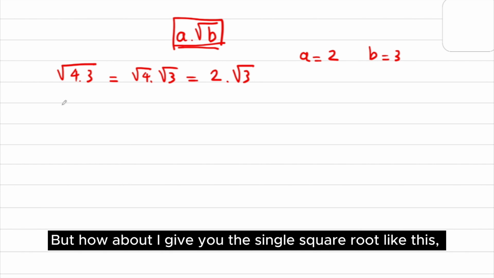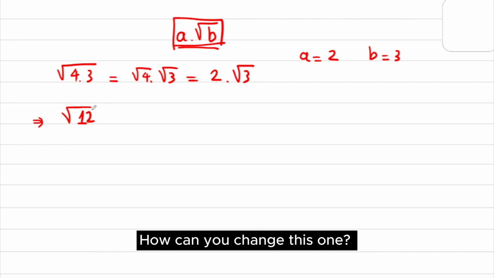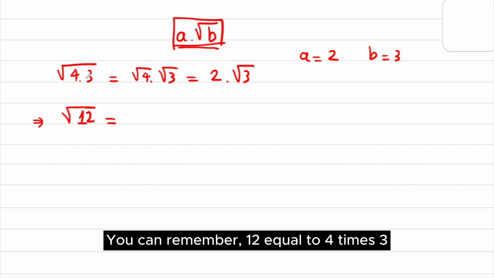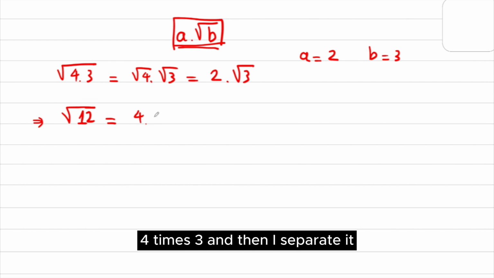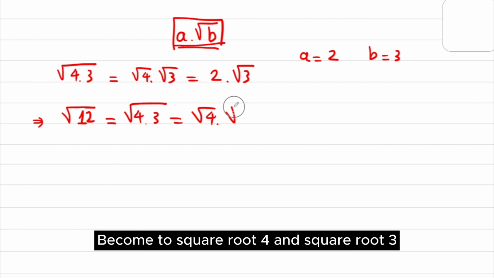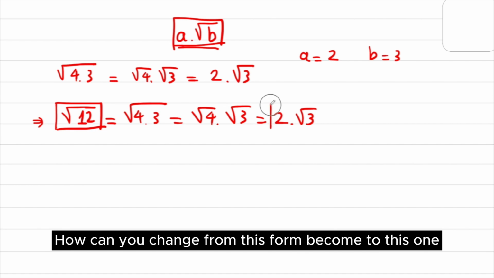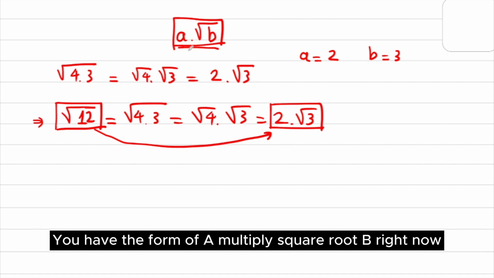So how about if I give you a single square root like this? How can you change this one to a multiply square root b? Okay, 12 here, you can remember 12 equals 4 times 3, and then I separate it into square root 4 and square root 3, and you got this one. So after that you can figure out how to change from this form to this one. You have the form of a multiply square root b right now.